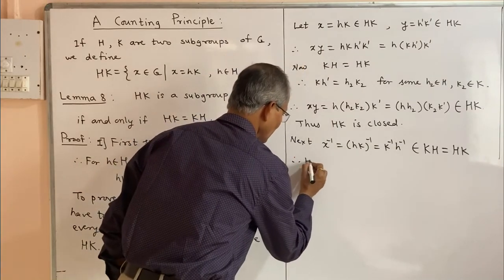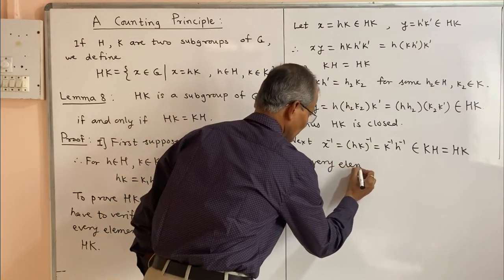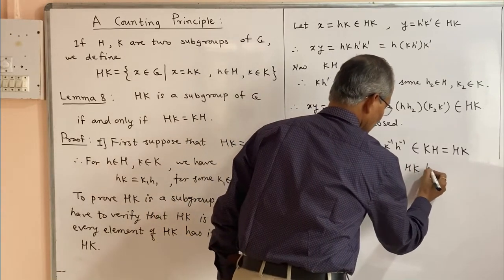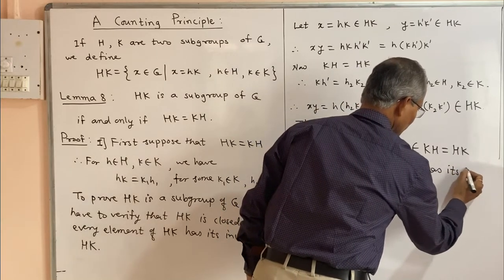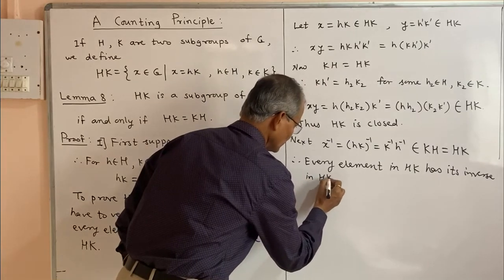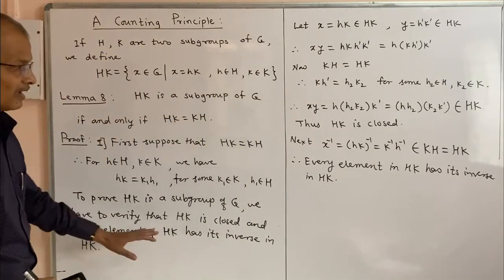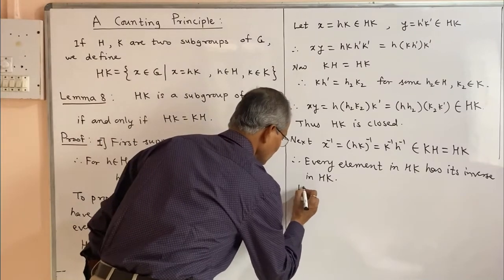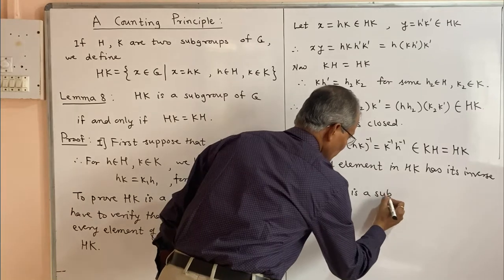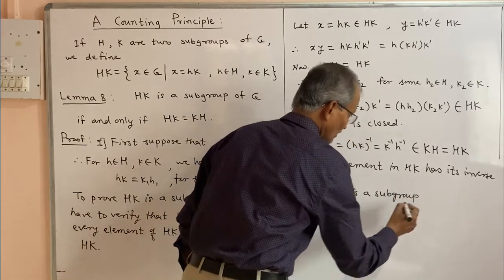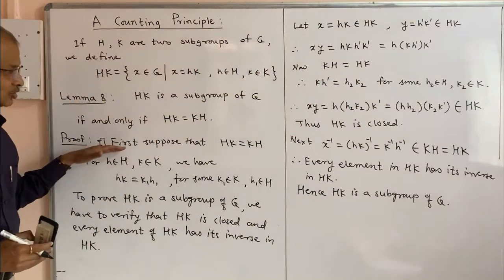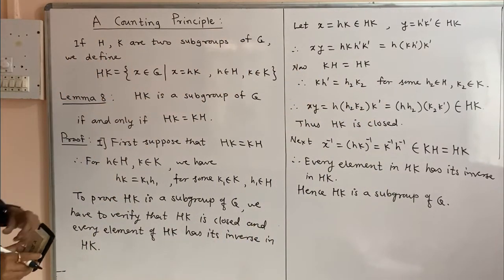Therefore every element in hk has its inverse in hk, and hence we have proved that hk is a subgroup. hk is a subgroup of G. So this proves the first part of the proof. Assuming hk is equal to kh, we have proved hk is a subgroup of G.